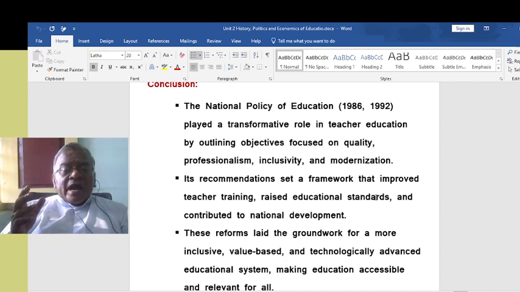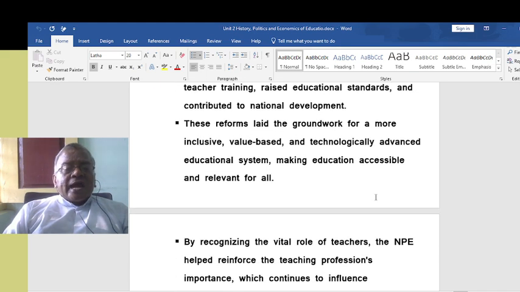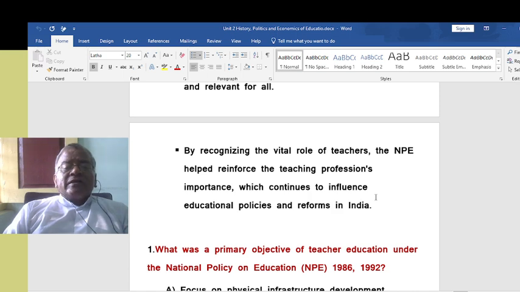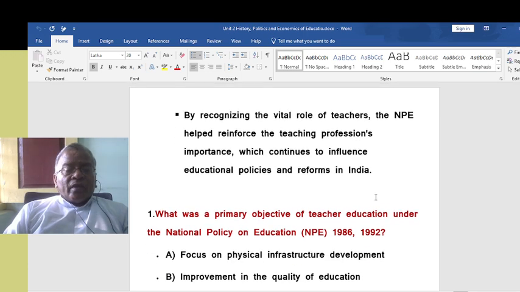These reforms laid the groundwork for a more inclusive, value-based and technologically advanced educational system, making education accessible and relevant for all. By recognizing the vital role of teachers, the NPE helped reinforce the teaching profession's importance, which continues to influence educational policies and reforms in India.